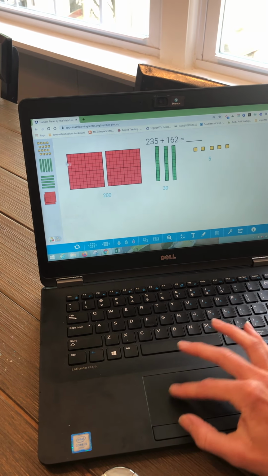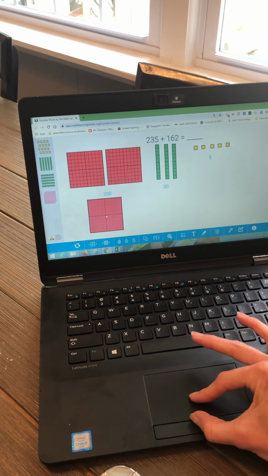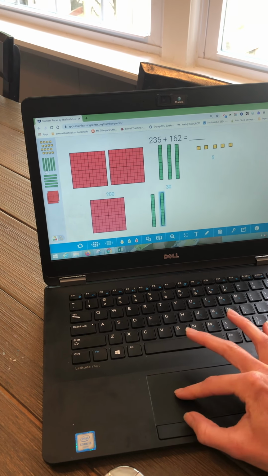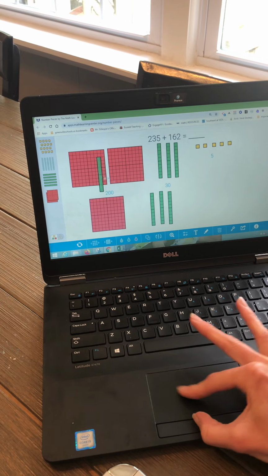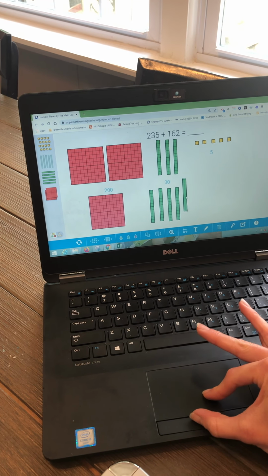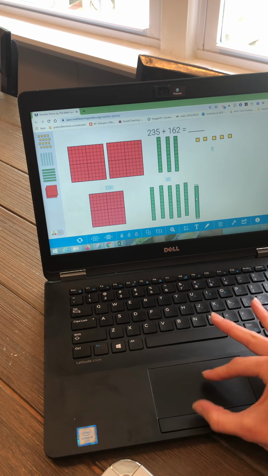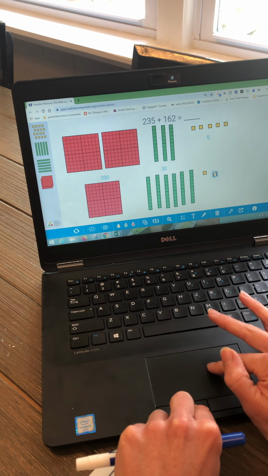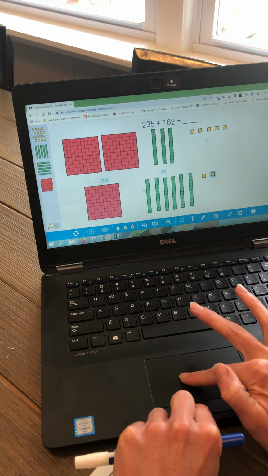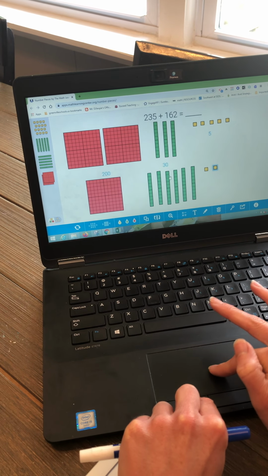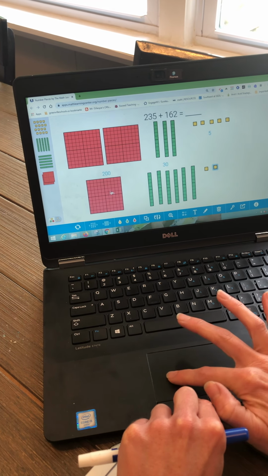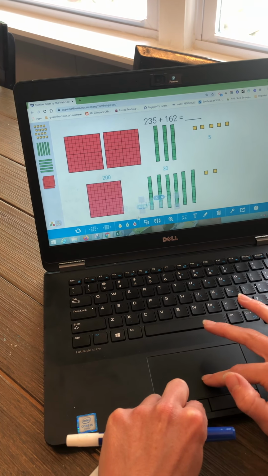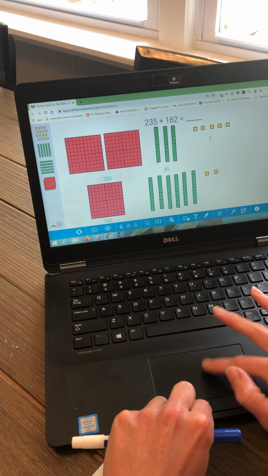We are adding on the add-in of 162. So I need one flat to represent 100. I need 6 rods to represent 60. And I need 2 ones, or 2 single units, to represent 2. So this should be the expanded form of 100, 60, and 2: 10, 20, 30, 40, 50, 60, 61, 62. So this should be 162. So we'll go ahead and put its value down here, which we'll look at how to add with just those values in a minute.